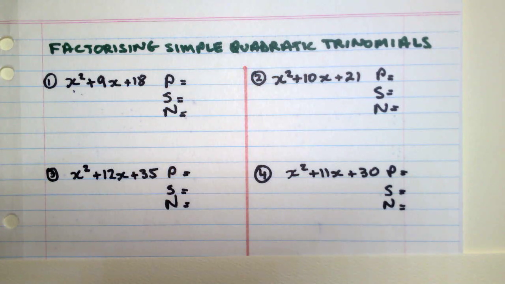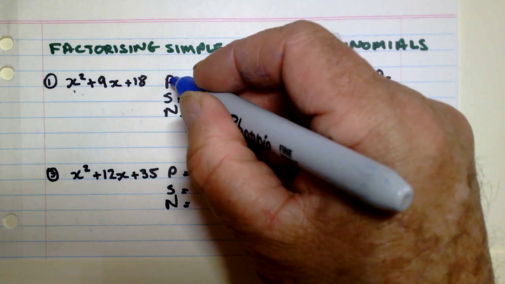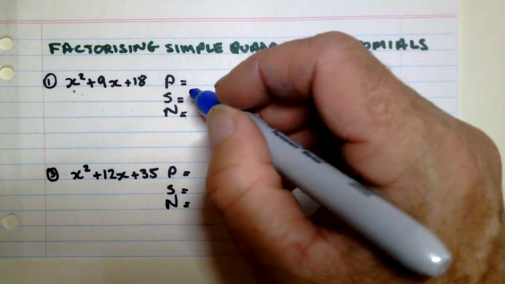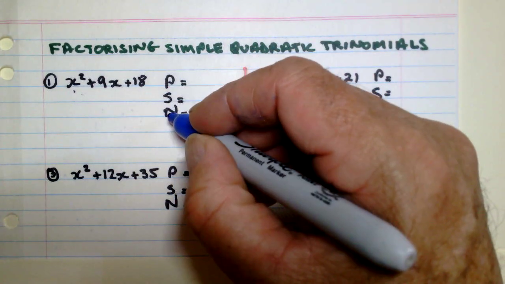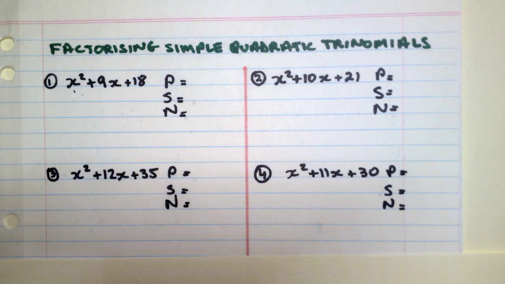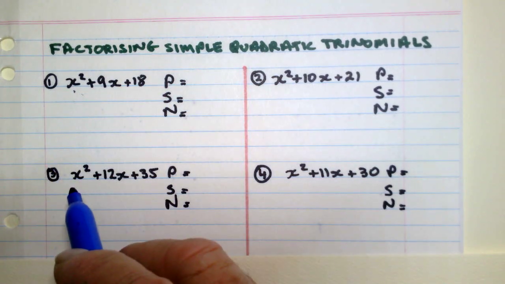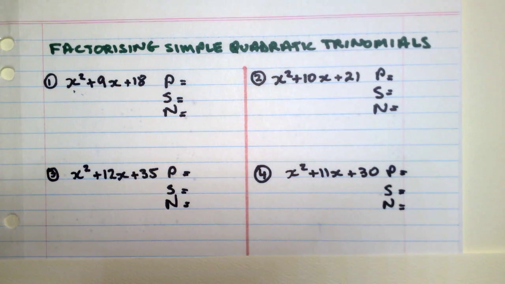We're going to factorise some simple quadratic trinomial expressions by using what is sometimes known as the PSN method. Other teachers use PSF, where F means factors, N here just means numbers. Okay, let's attempt our first one: x squared plus 9x plus 18. We've got to factorise that.